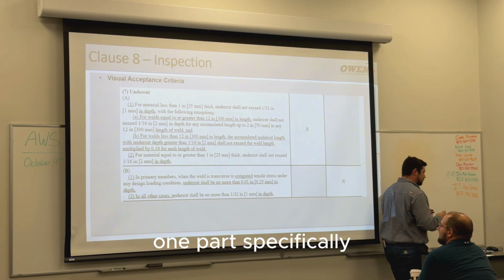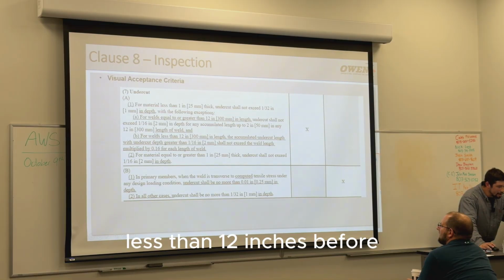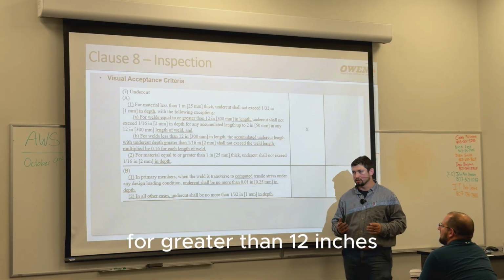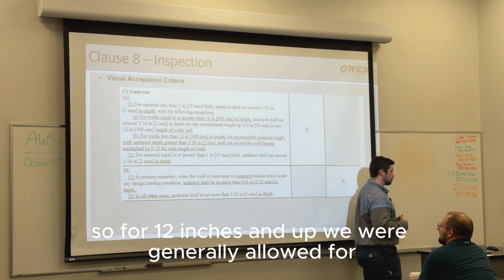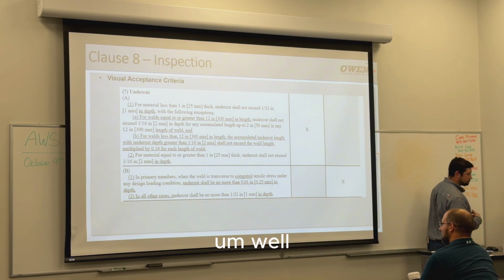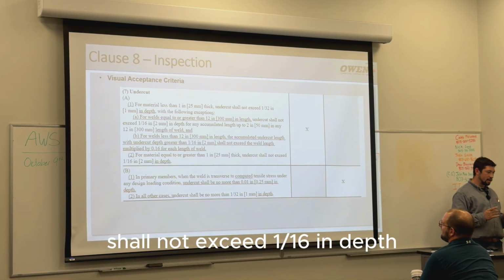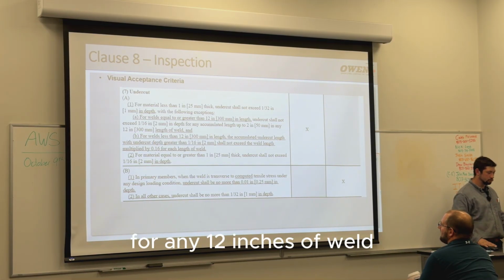One part specifically is for welds that are less than 12 inches. Before, we clearly defined for everything for greater than 12 inches, but not less than 12 inches. So for 12 inches and up, we were generally allowed for, well, it says it right there in A. Undercut shall not exceed 1/16 in depth for any accumulated 2 inches, right? For any 12 inches of weld.